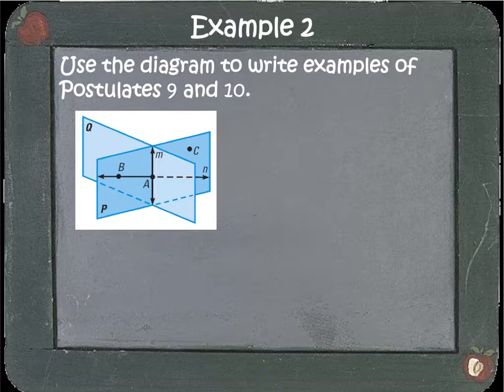Plane P contains point B, point A, and point C. Good. So on plane P, it contains points A, B, and C. A and B are on the same line, but C is not. So that would be an example of postulate number 9.